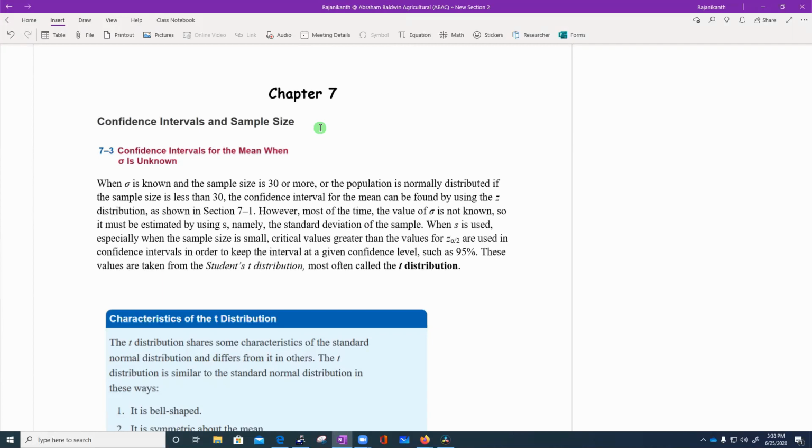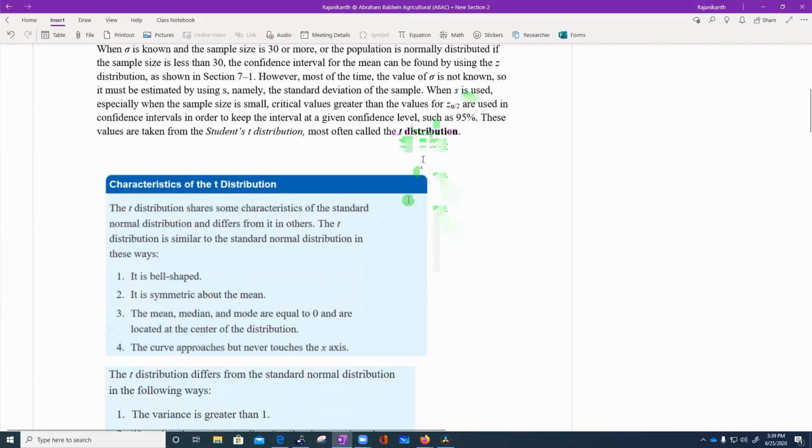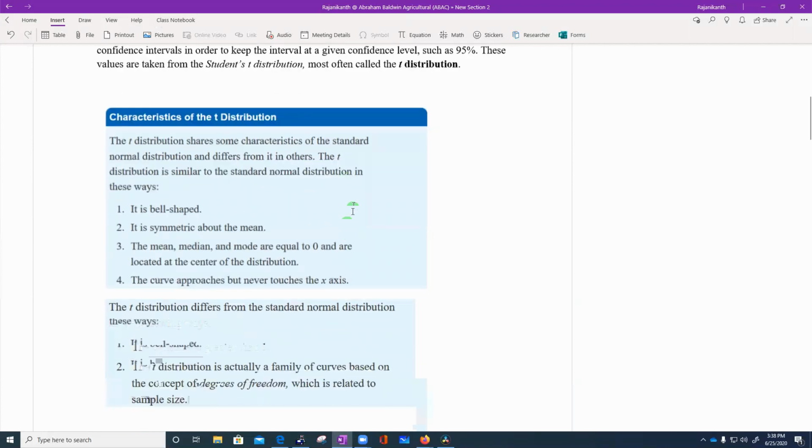Here we are going to introduce one new distribution, which is called the t distribution. The t distribution is similar to a z distribution, the normal distribution, but in some sense there is a difference between these two. So we are going to look at the characteristics of a t distribution.